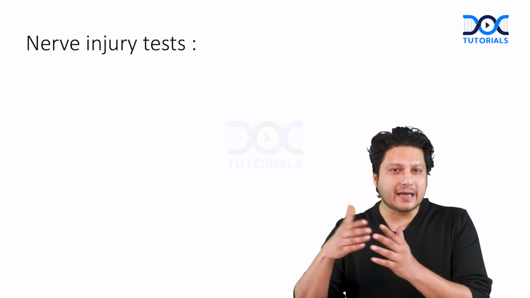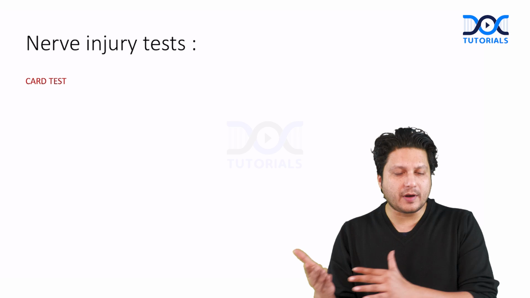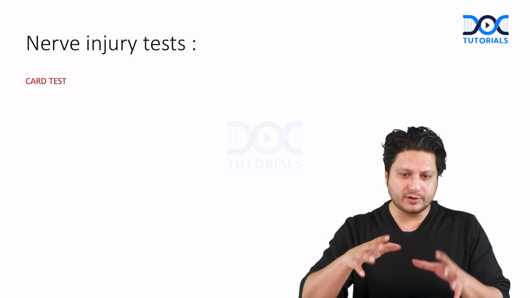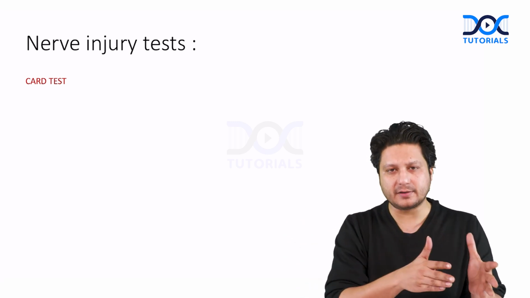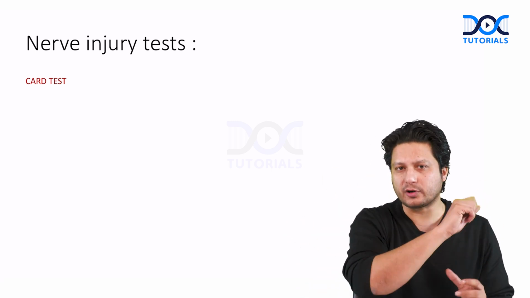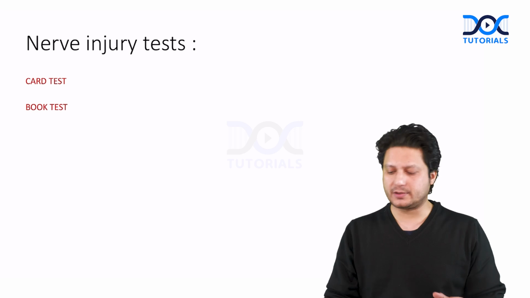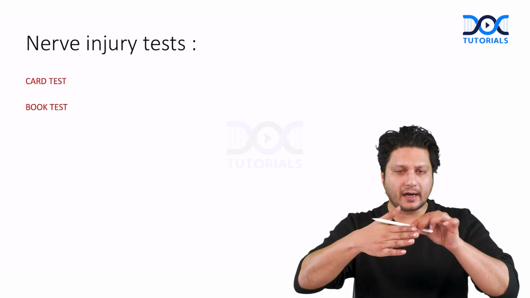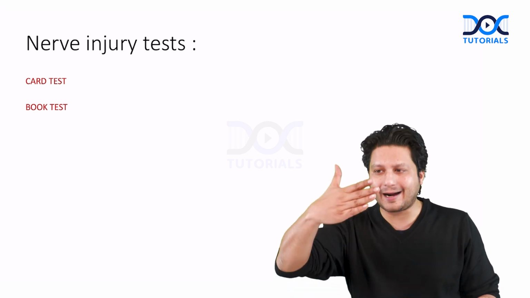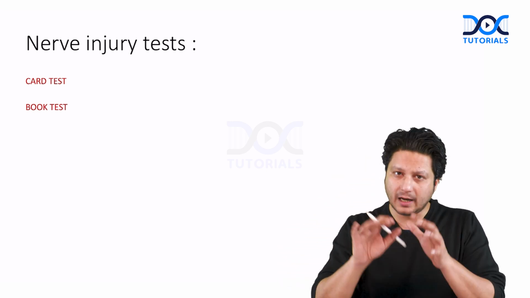Now, based on these sample questions, like card test, we have discussed that adduction of the finger is being tested. That means palmar interossei are being tested and ulnar nerve is being tested. Alright, so card test is a test for the ulnar nerve. Similarly, book test. When you ask a patient to hold the book in between the thumb and the rest of the hand, that means you are asking a patient to hold the book by adduction of the thumb. You are testing the ulnar nerve.